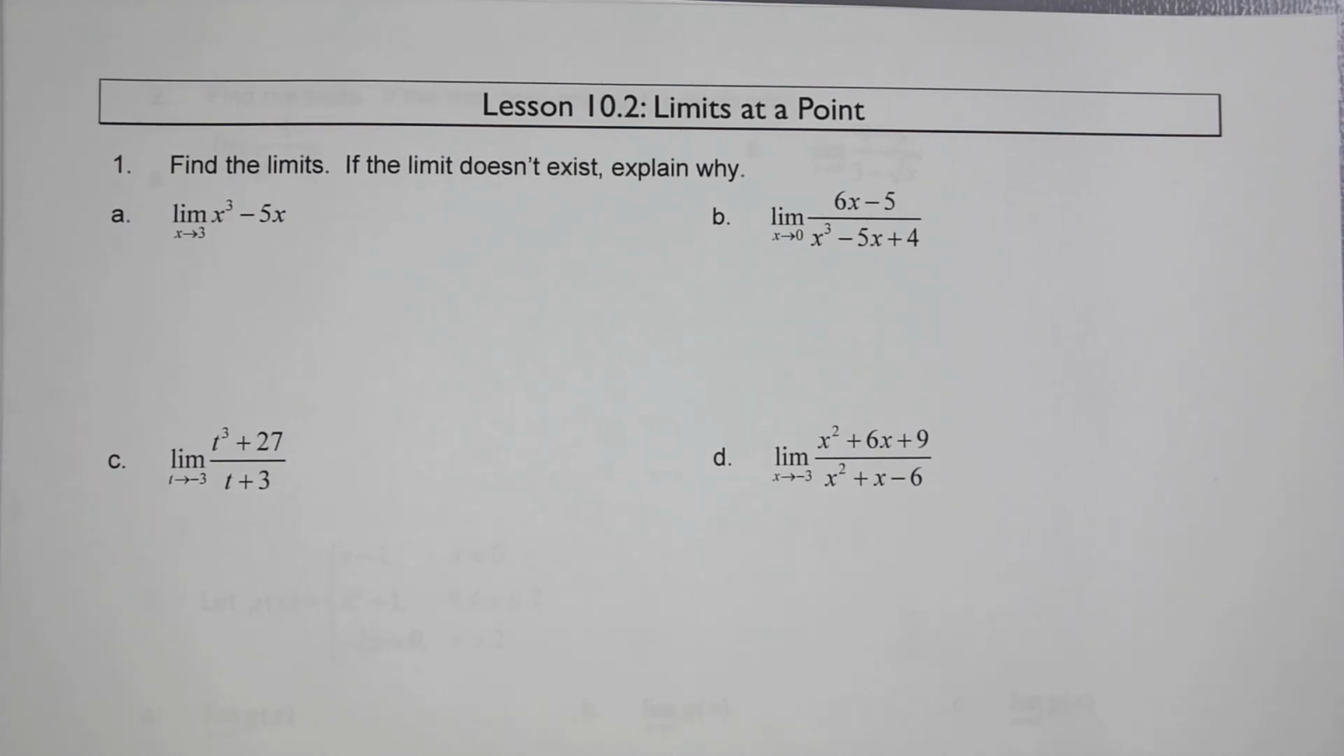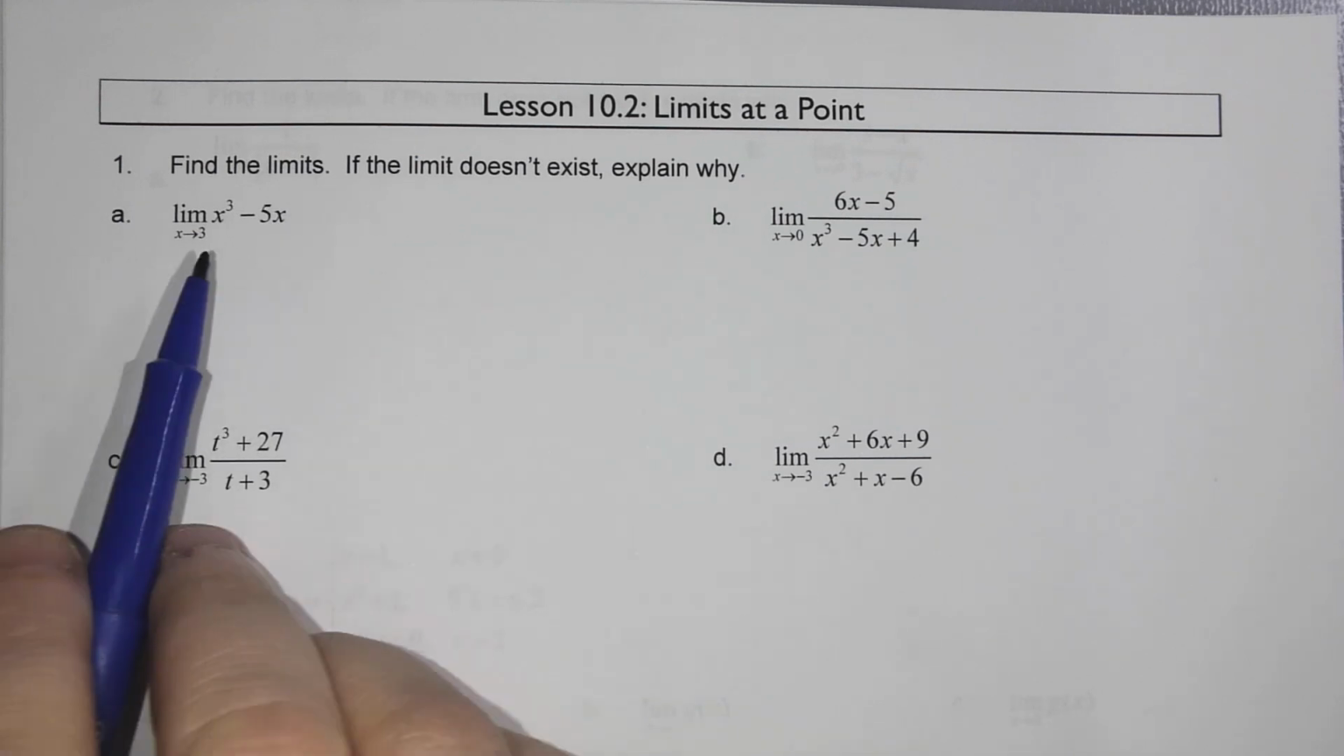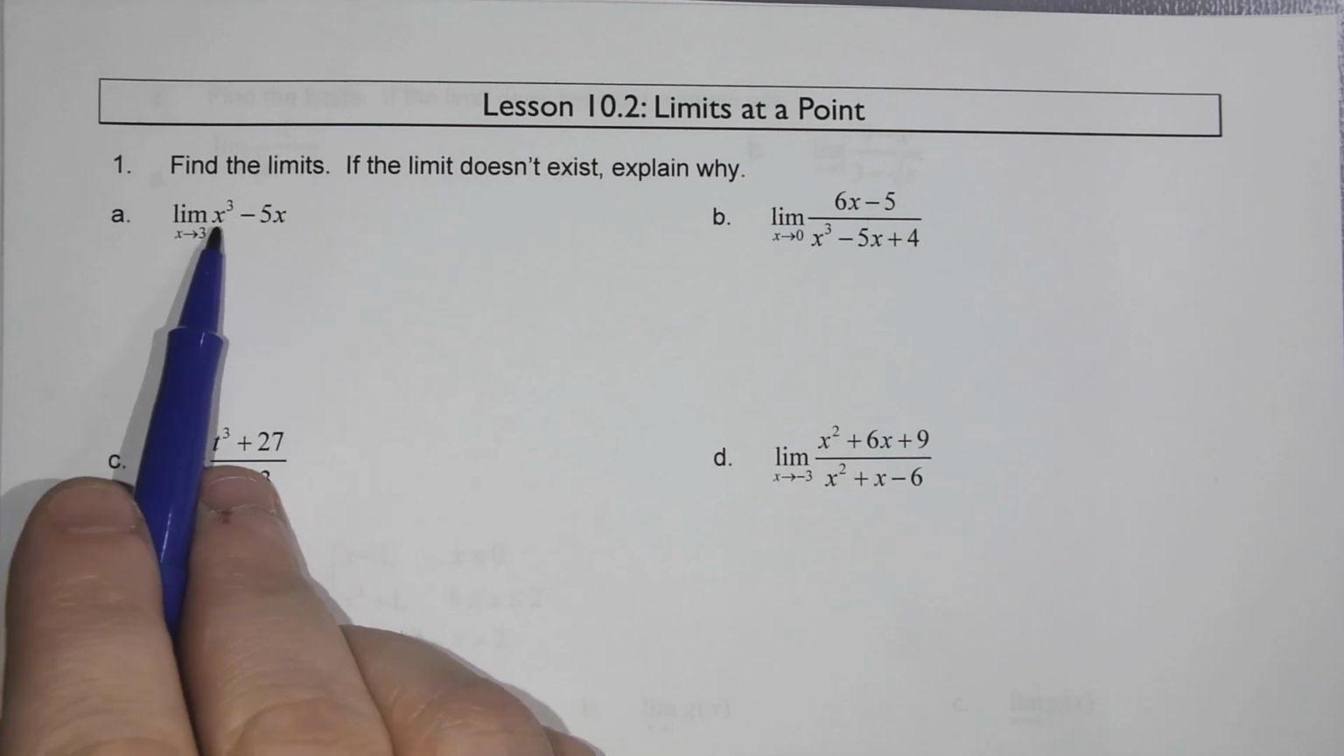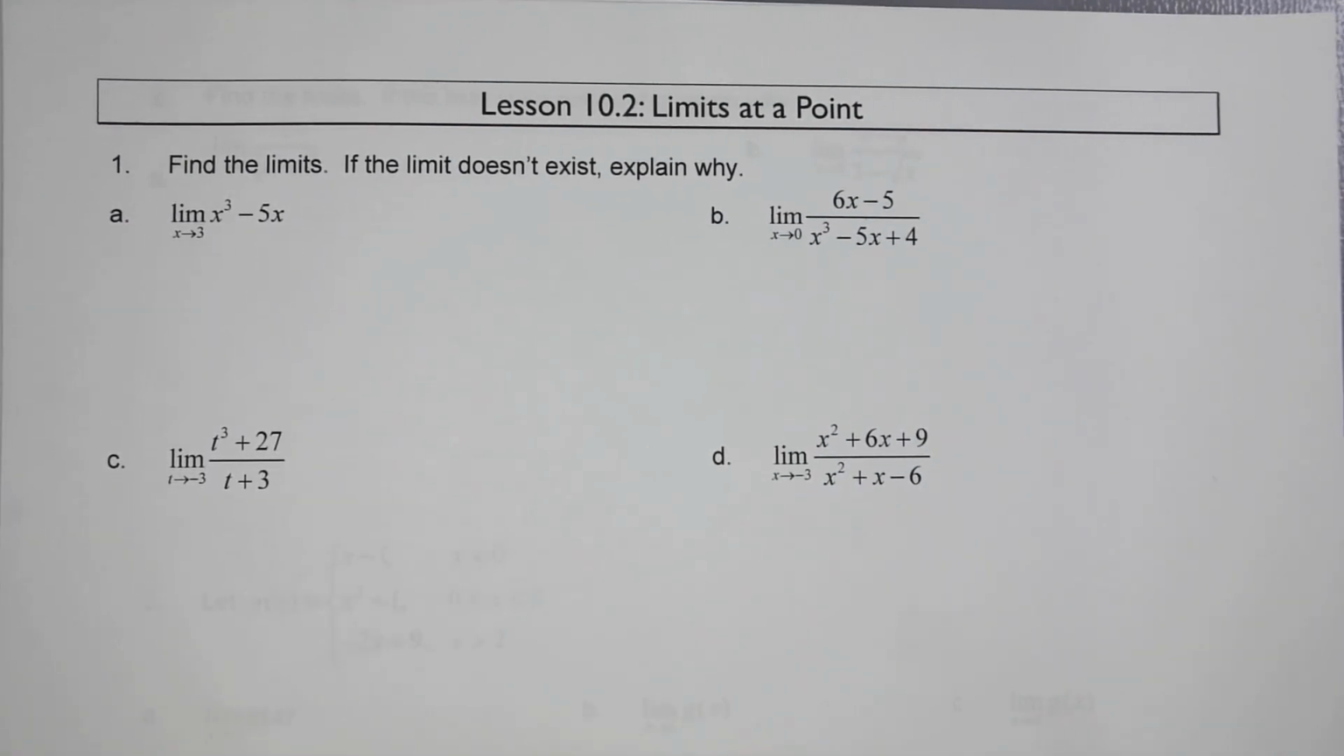Okay, we're doing limits at a point today. So when we're trying to find the limit at a point, we're trying to see if we can unambiguously tell you what's happening close to a certain input. So in this first example, we have the limit as x approaches 3 of x cubed minus 5x.